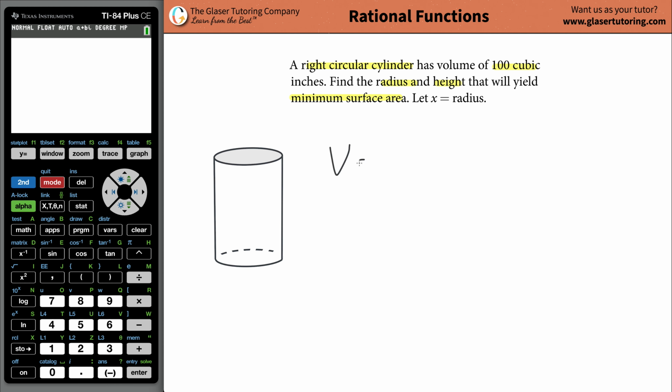So the volume of a cylinder is going to be equal to pi times r squared times the height.